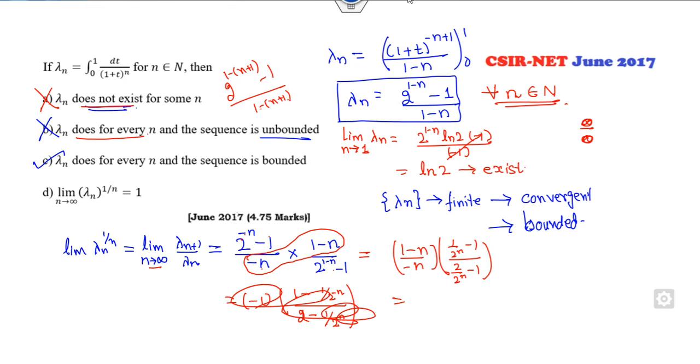Fine. Now take the limit as n approaches infinity. This value becomes 1. This value becomes 0. So 0 minus 1, 0 minus 1, so it is plus 1. And it has the same limit. So C and D are the correct answers.